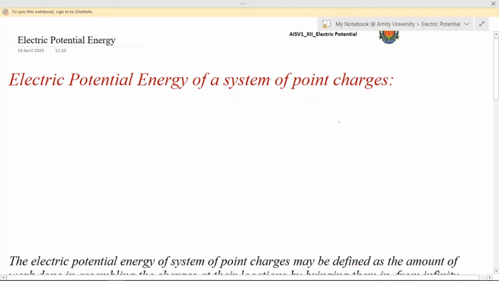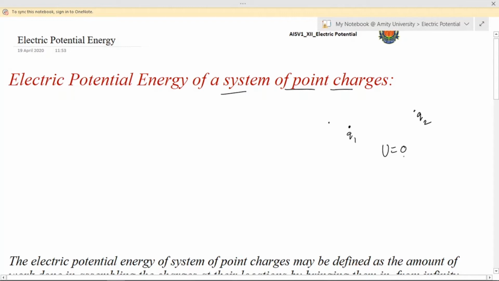In case of a system of charges, suppose I consider two charges, let's say Q1 and Q2. Suppose these are two like charges, and they lie infinitely far apart. They are very far away, infinitely away from each other. In that case, the potential energy, let's say U, will be equal to 0.